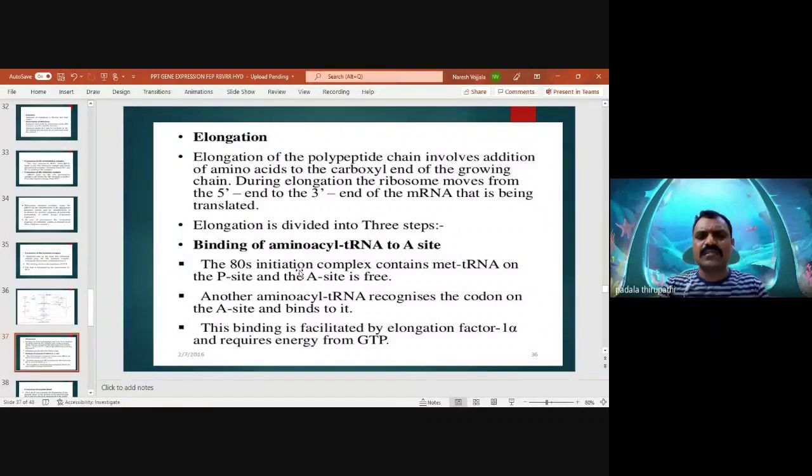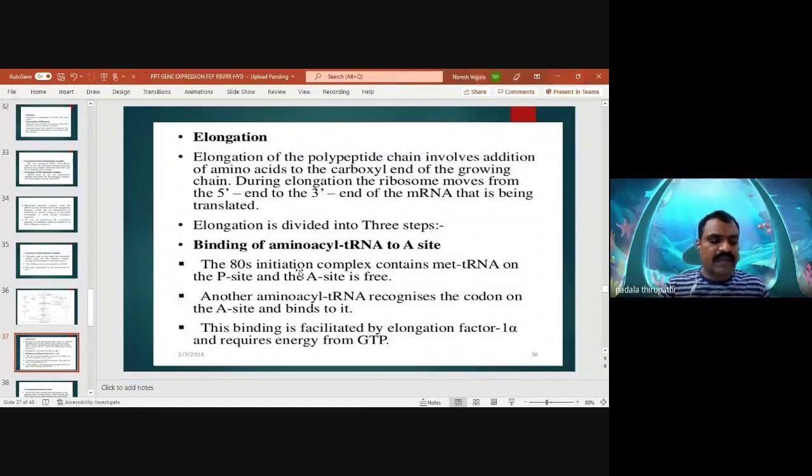So what is the A site? Remember, my dear friends, the ribosome actually consists of 4 sites. How many sites does the ribosome possess? 4 sites, 4 binding sites located on the ribosome. One binding site for mRNA, the remaining 3 binding sites for tRNA.